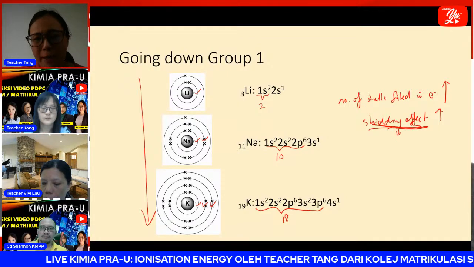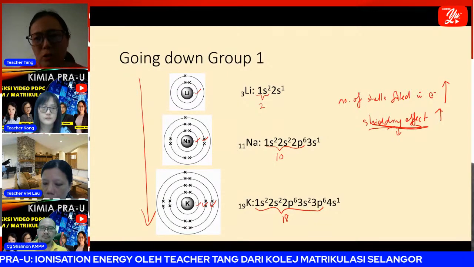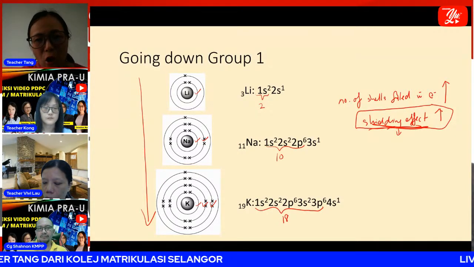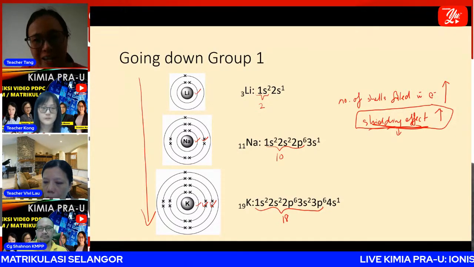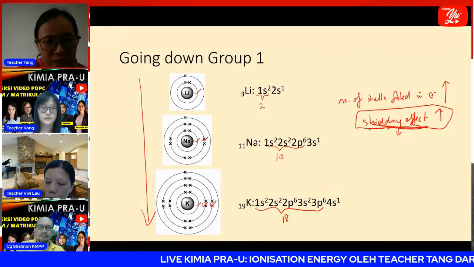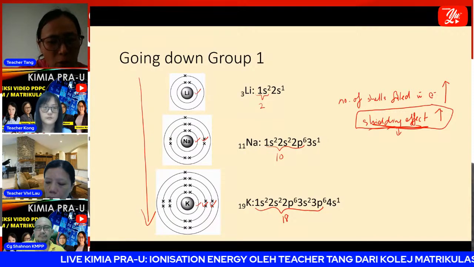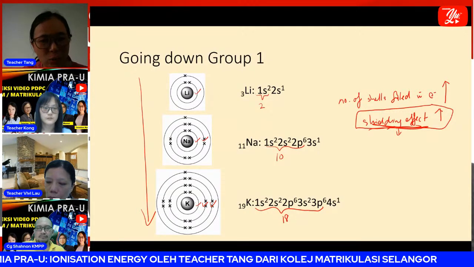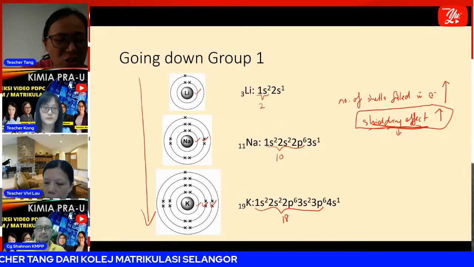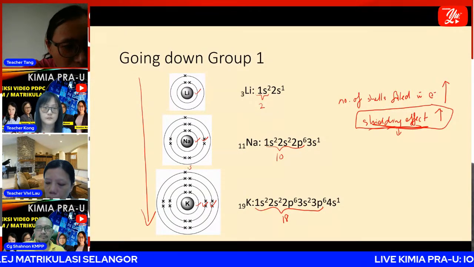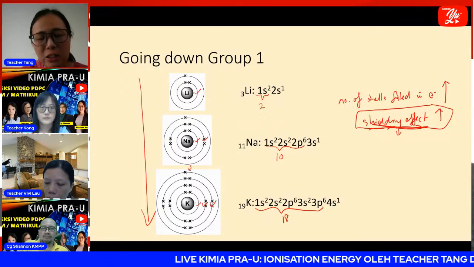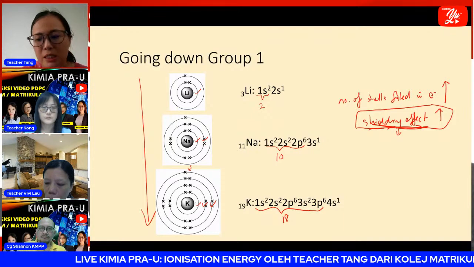So basically, when going down the group, shielding effect will be the dominating factor affecting the atomic radii and also the first ionization energy of an element. So we can see that shielding effect increases as going down the group, which causes the atomic radii to increase as well. So this will cause less energy needed to remove an electron. Okay, therefore, as going down the group, the first ionization energy of an element decreases.